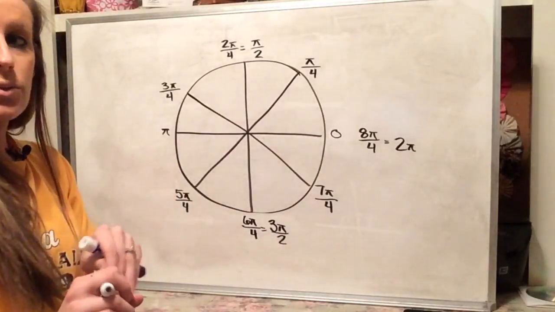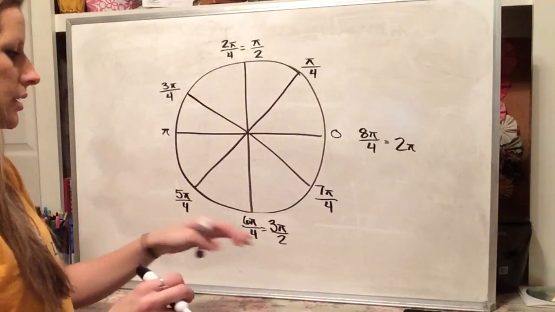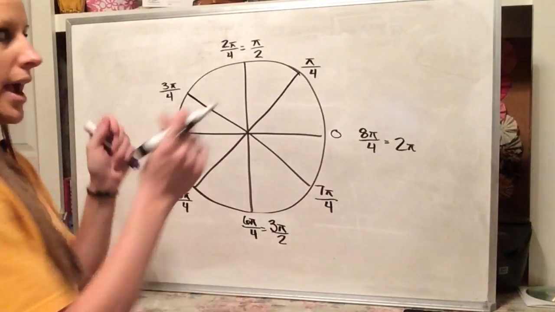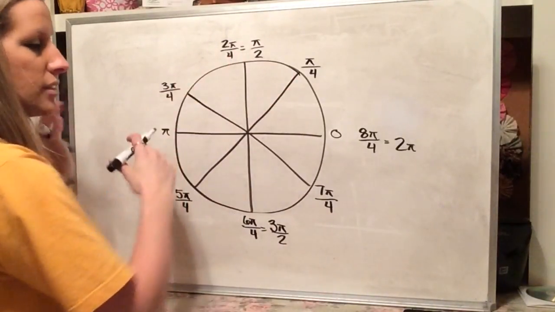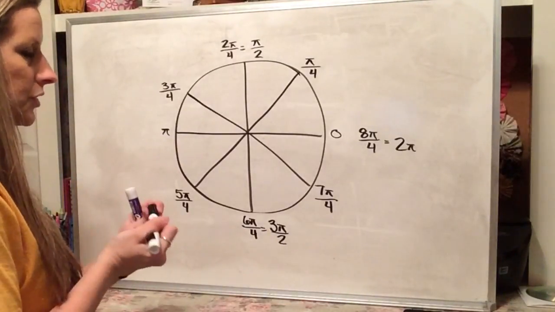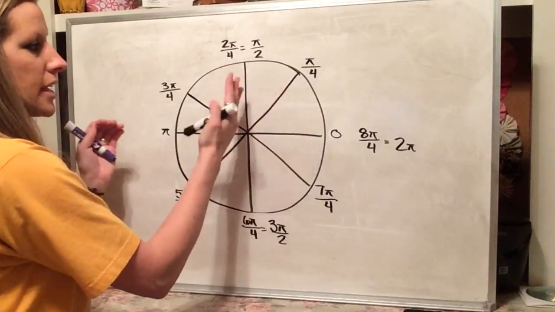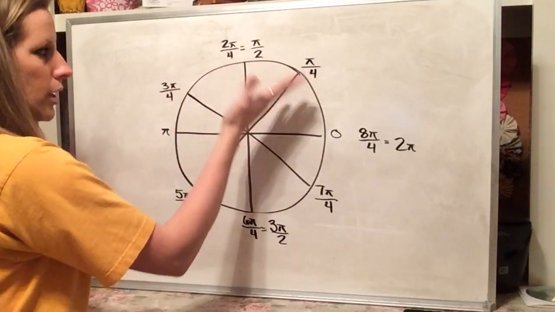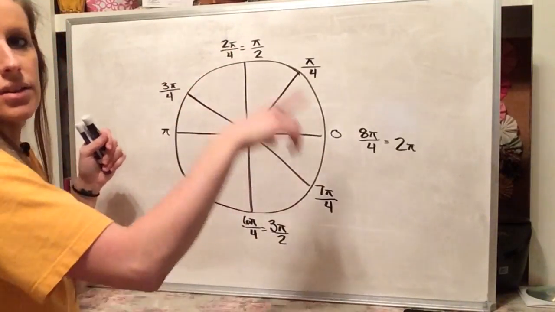So if you can get to where you're not memorizing, this is 7 pi over 4, that's 3 pi over 4, you're actually cutting it into sections. It makes it so much easier. Okay, so just figure out how many sections you're cutting it into, going from 0 to 1, and then do 1, 2, 3, 4. Just count out the lines.